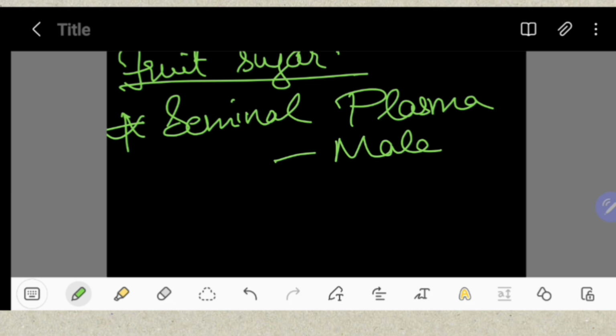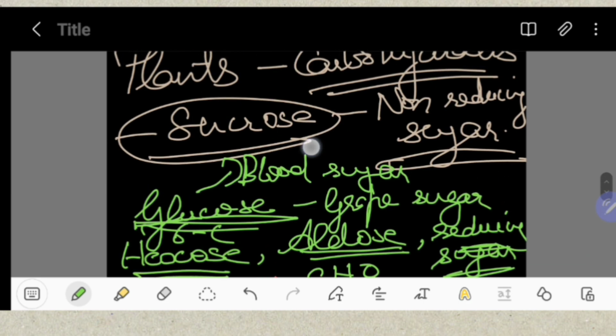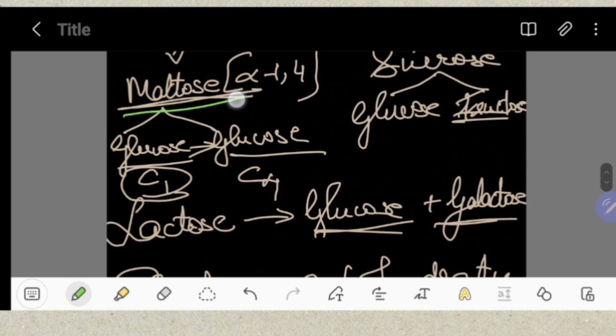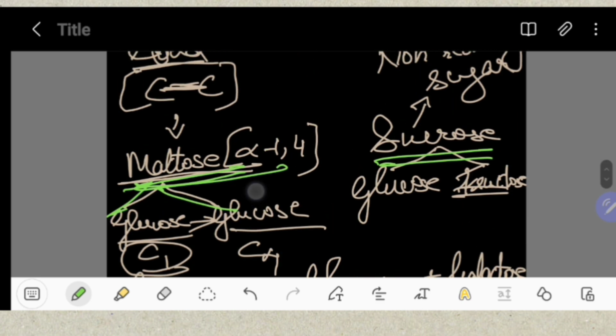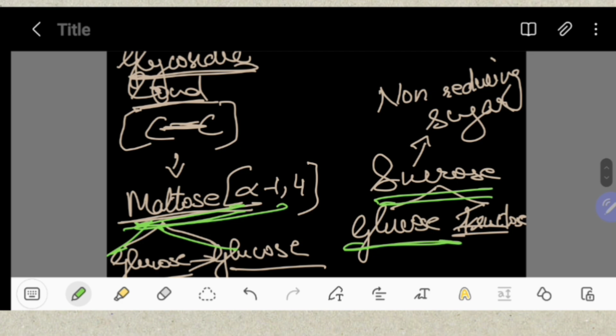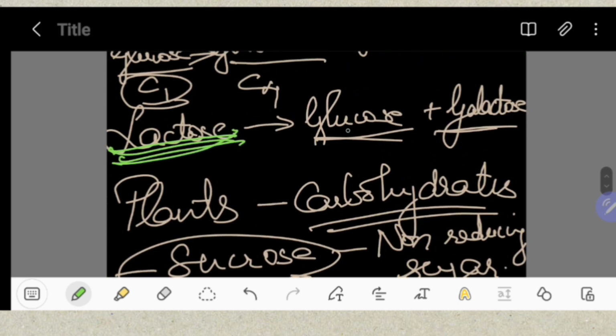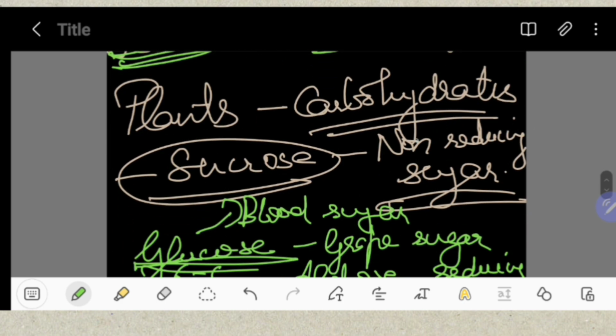So, you studied about monosaccharides and disaccharides. Disaccharide examples are maltose, sucrose, lactose. Maltose is made up of 2 units of glucose, each connected together by C1C4 alpha linkage. And next you have sucrose, which is made up of 1 unit of glucose and another unit of fructose. This is a non-reducing sugar. Therefore, in plants, carbohydrate is mainly transferred in the form of sucrose. Then you have lactose, which is made up of 1 unit of galactose and 1 unit of glucose.